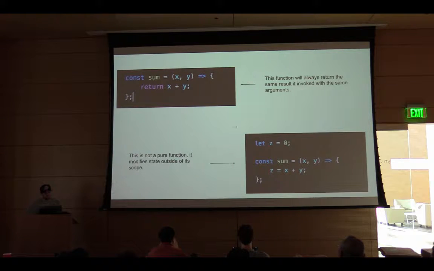Whereas an example of not being functional is if you take state outside of your scope and modify it, like in this function down here. This is a good example of what is not a pure function, because you're going outside of your scope and modifying outside state. Does anyone know why this is such a big deal?